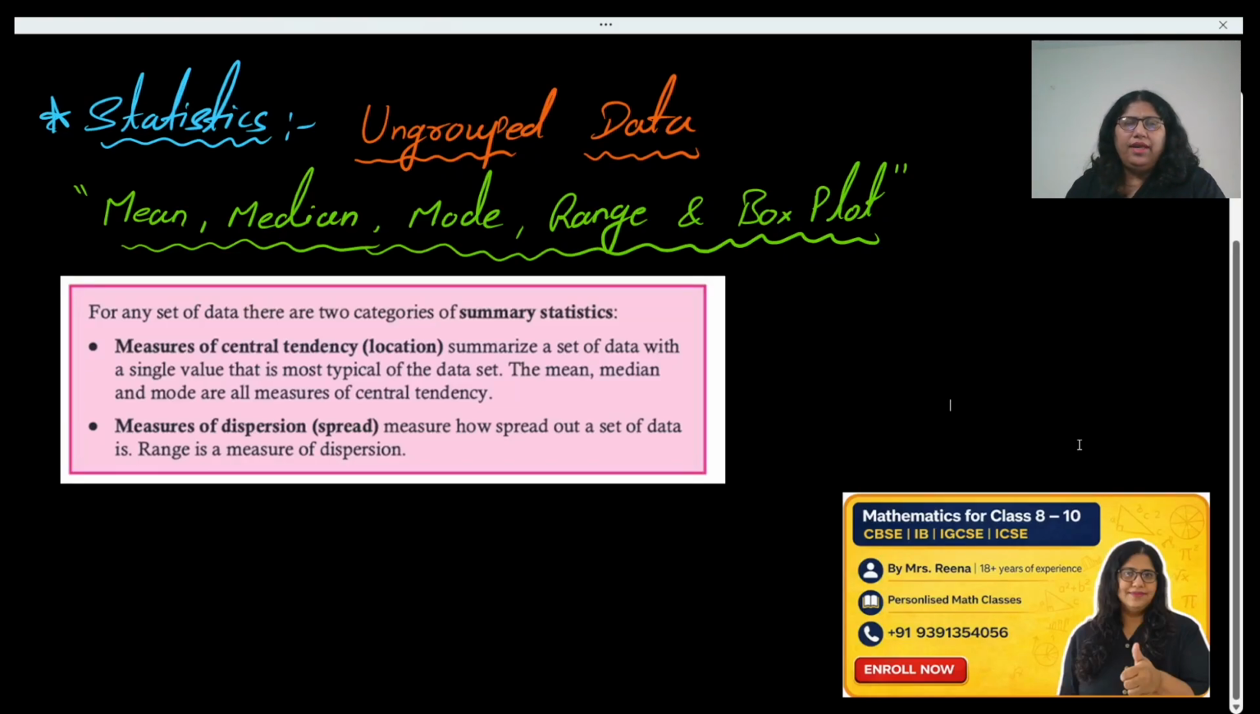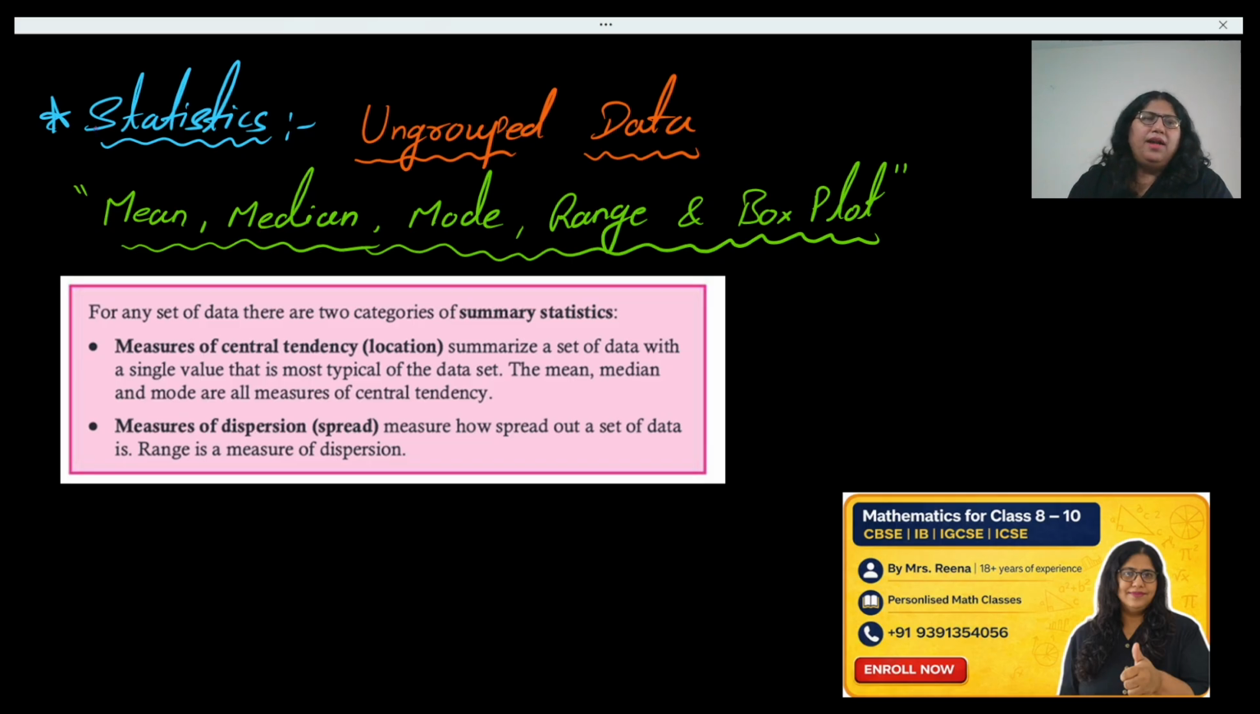So today we are going to take our topic, statistics. Now in this chapter, I have divided it into two parts. In part one, we are going to consider the ungrouped data. We will see how we calculate mean for ungrouped data, then mean, median, mode, which are known as central tendency.